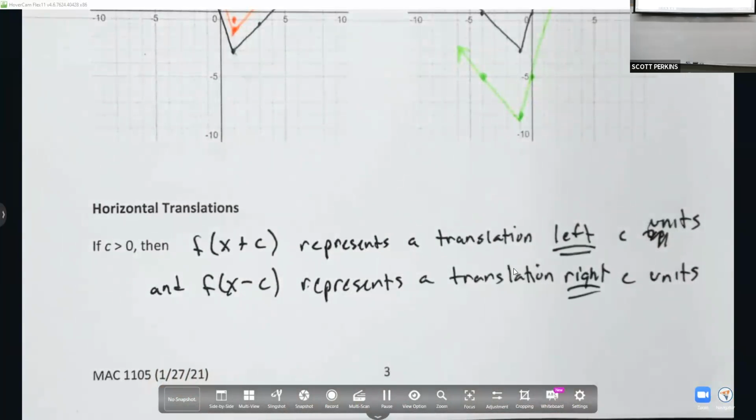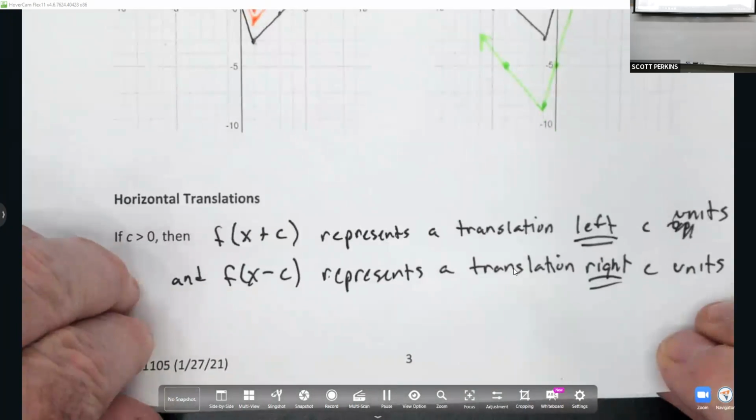I'll give you a moment to write that down, and then we're going to flip the page and do some examples of our horizontal translations. And then where we're going to end our day is making sure we're clear on this, and we're going to look at the basic functions, and we're also going to look at doing these two things together. All right, so I'm flipping the page.